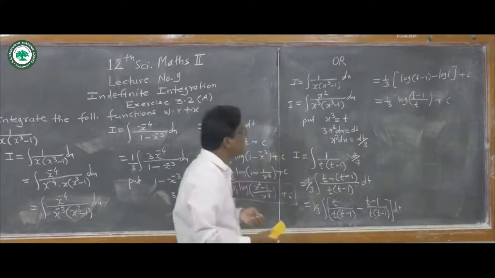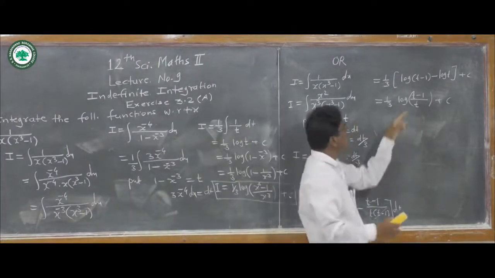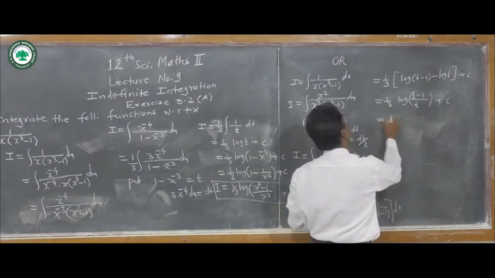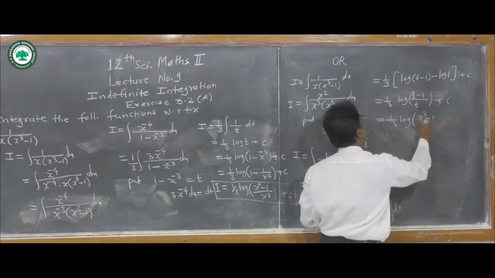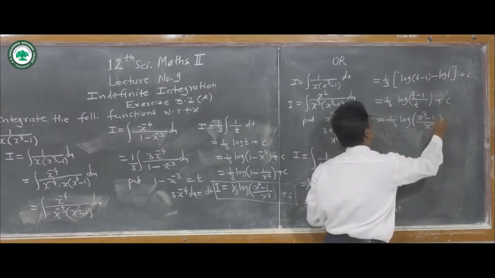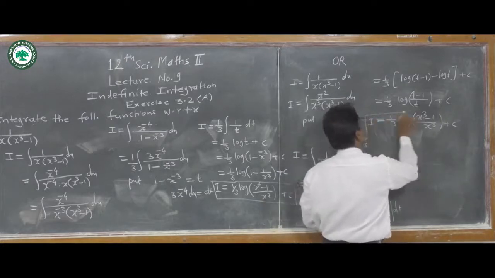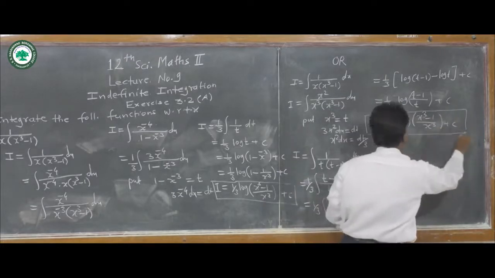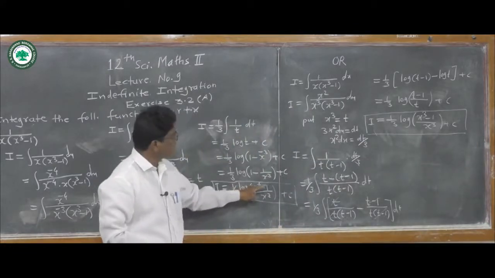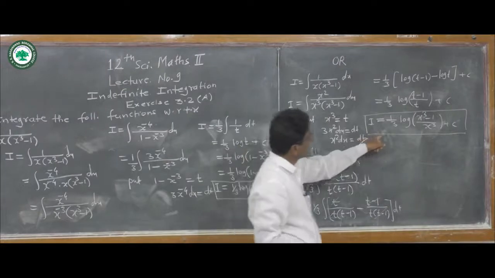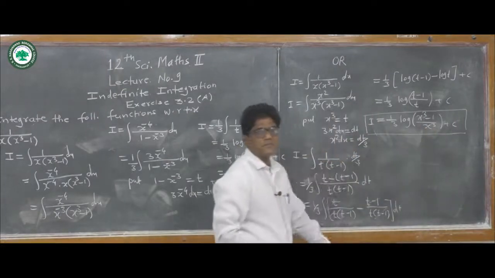Now resubstitute the value of t. What is t here? t is x cube. We put the value of t as x cube, and so it is equal to 1 upon 3 log of x cube minus 1 upon x cube plus constant of integration. This is the final solution, and see both the solutions are the same. Here also the solution is 1 upon 3 log of x cube minus 1 upon x cube plus constant of integration.